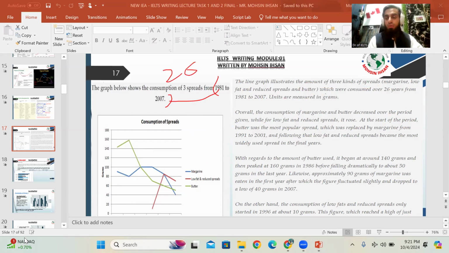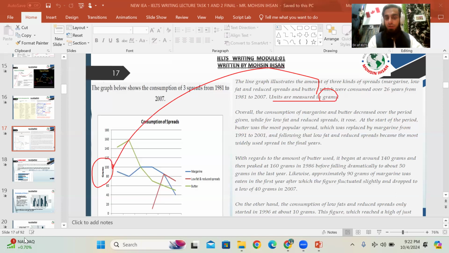Now you can say which were consumed over 26 years. You count it from 1981 to 2007, and you also mention it from 1981 to 2007, right? And then at the end, units are measured in grams. And from where did you get this information? From here, the side of the diagram, right?